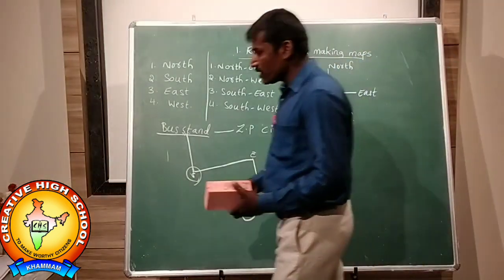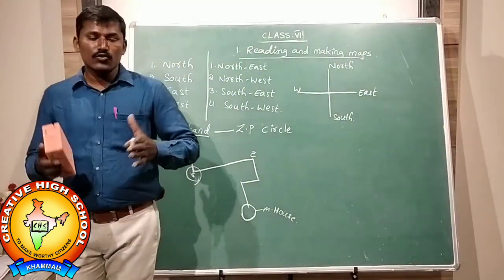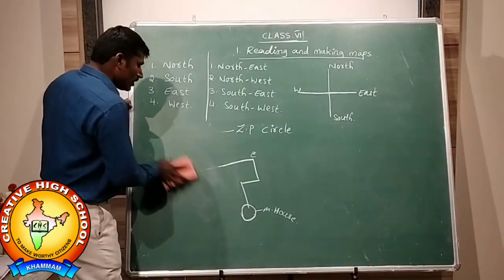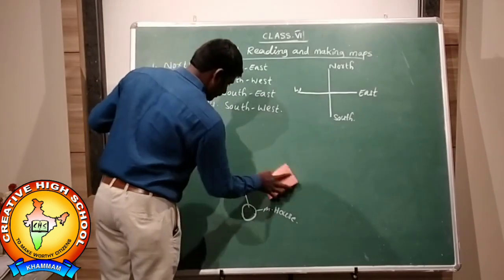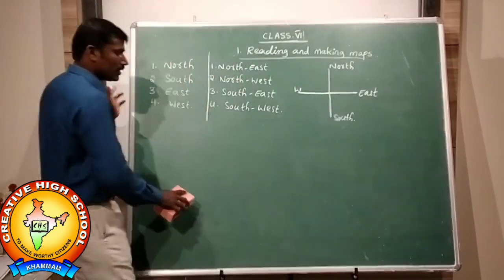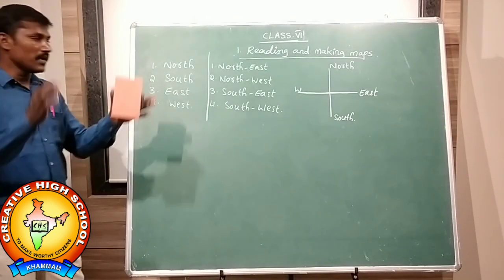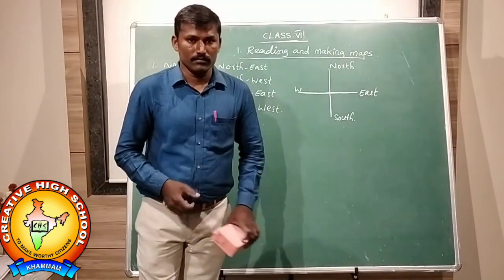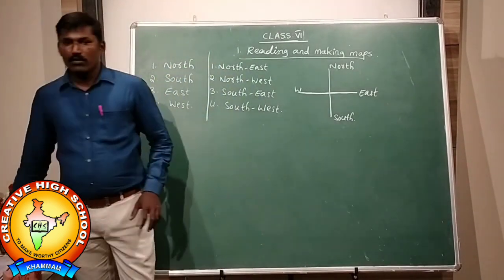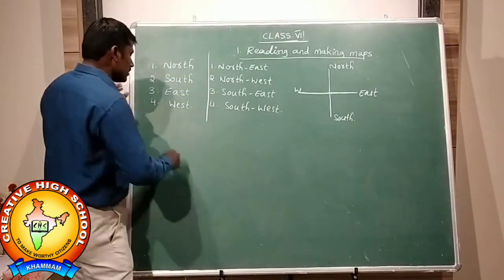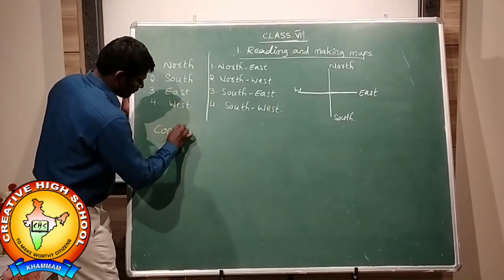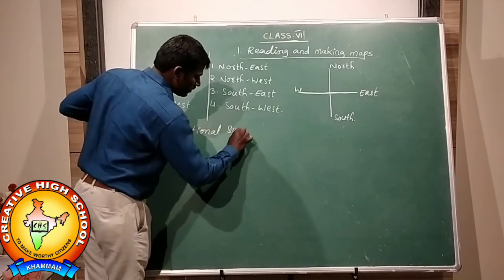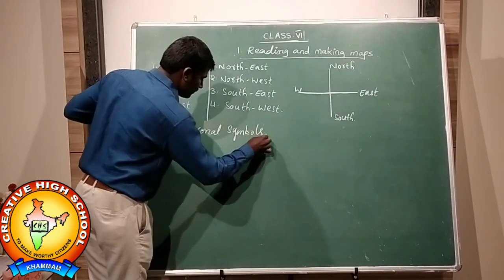And here we are using the symbols. By using the symbols only, we are able to understand what that particular area, or the particular place, or the particular building is. What is that particular building? The symbols are called the conventional symbols.